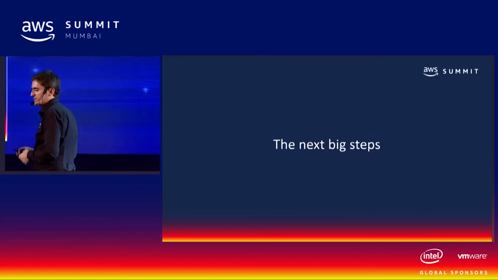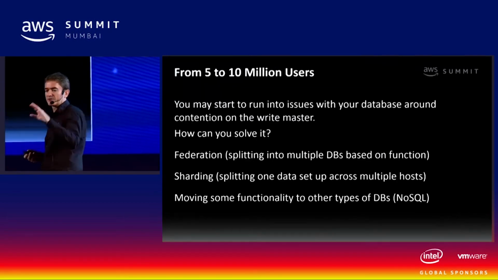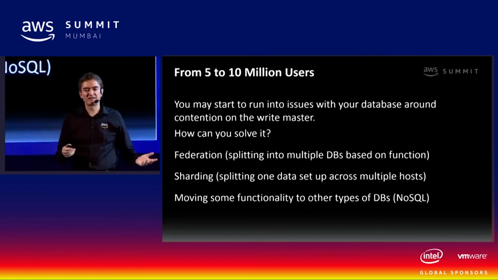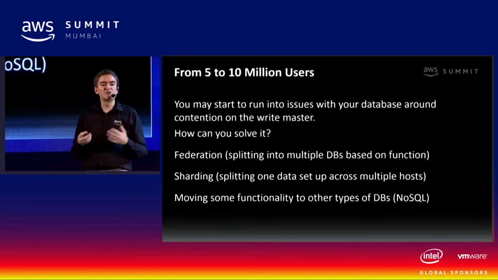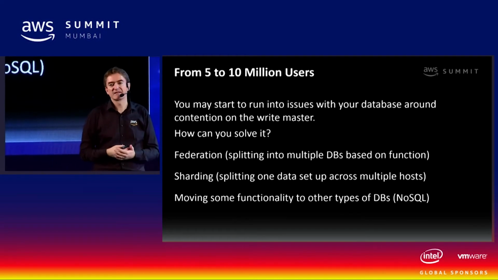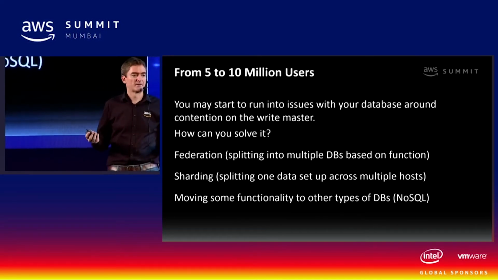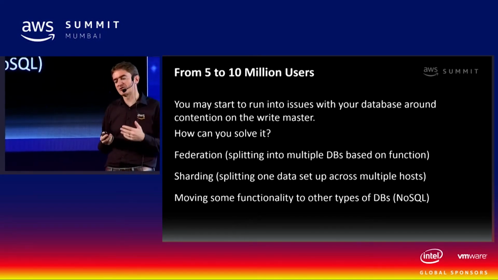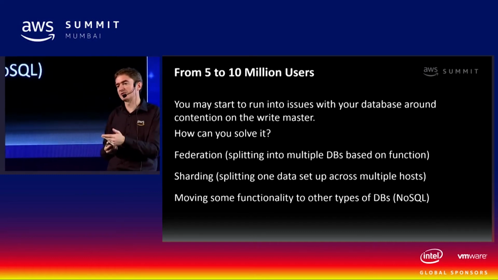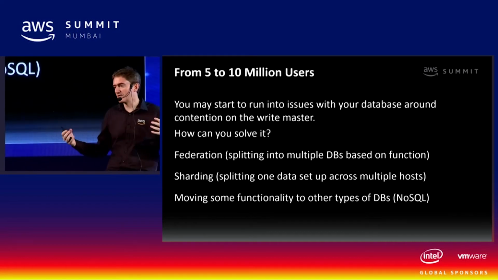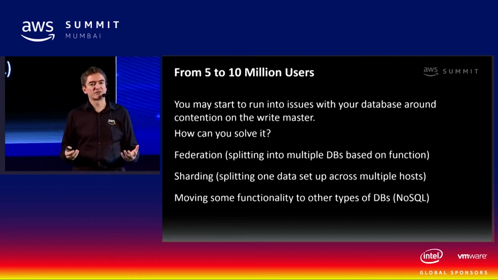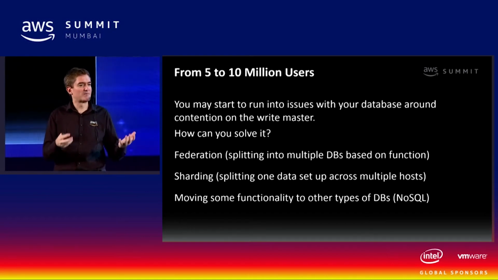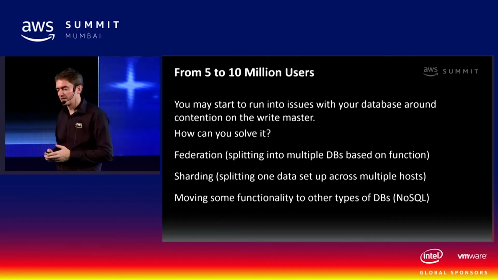The next big steps. Once you get to this stage, you're going to do 5 to 10 million users. You still may find that the database can no longer cut it. You might have to take different strategies. The first one is federation, where you start splitting multiple databases based on function. That's kind of similar to breaking up a monolith into microservices, if you like.